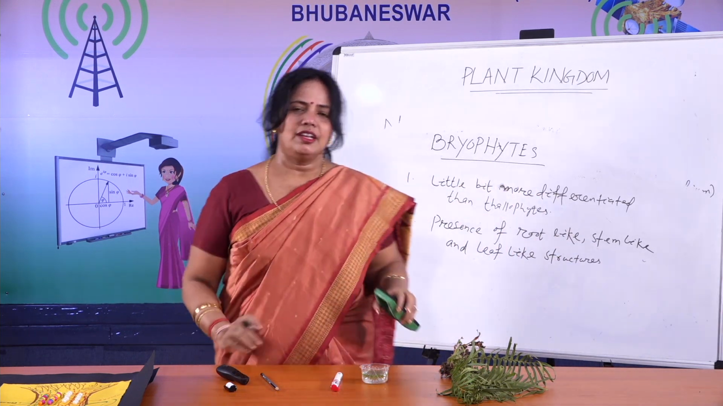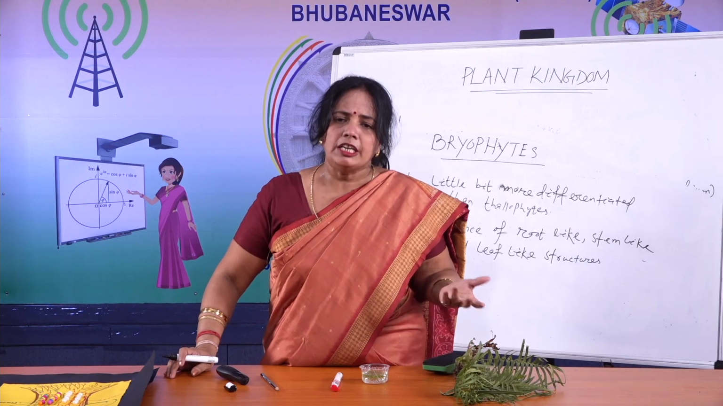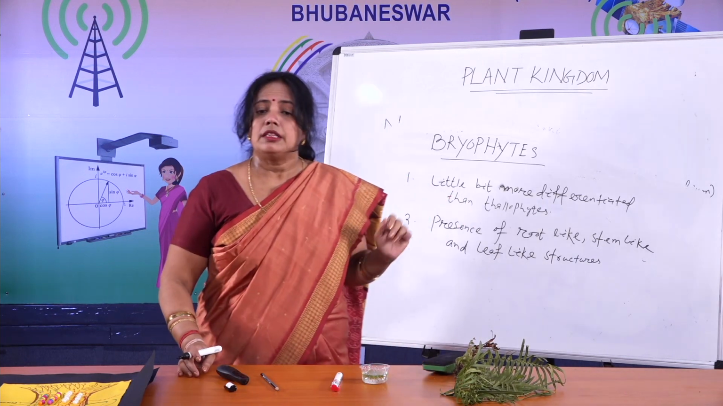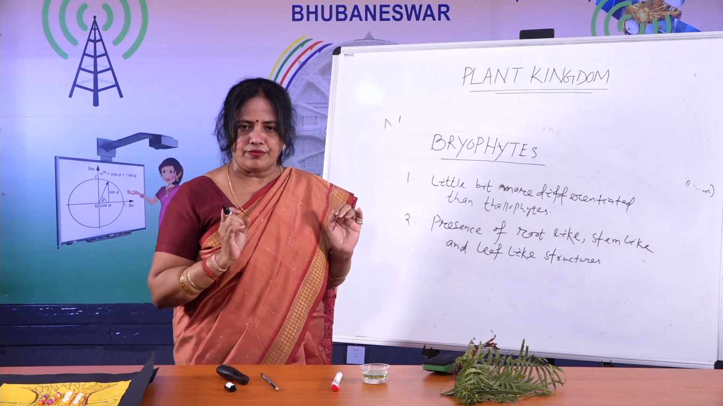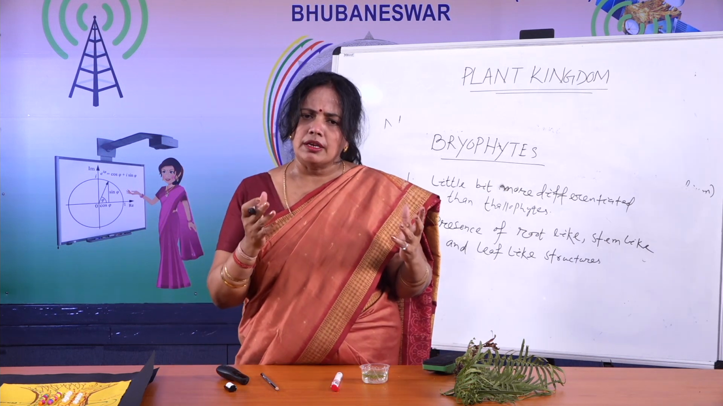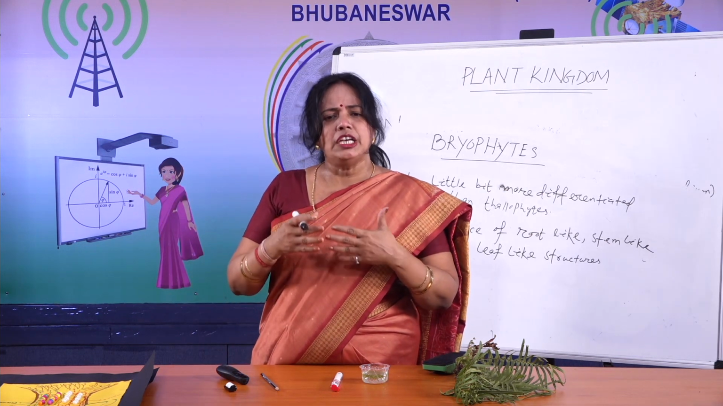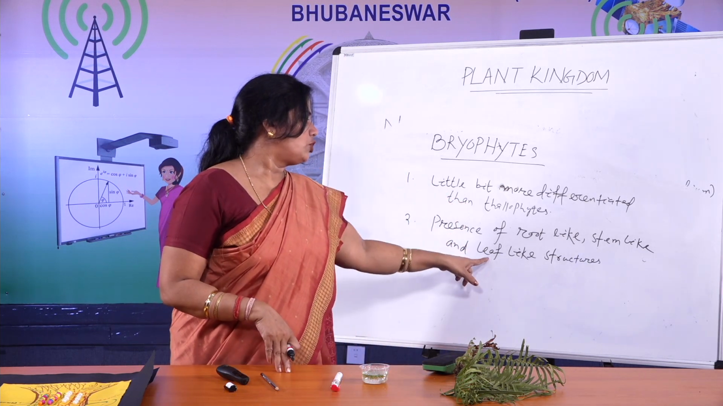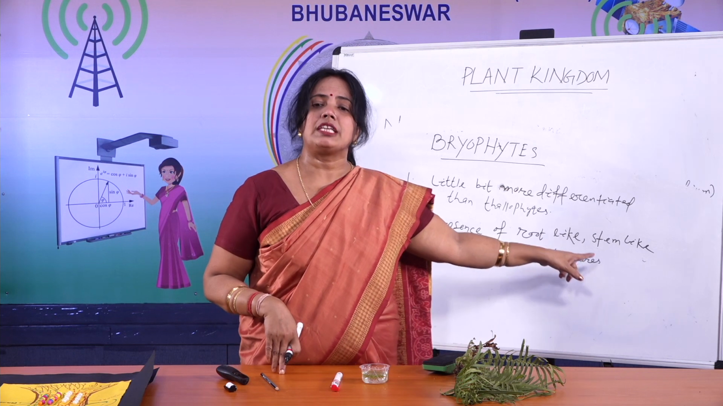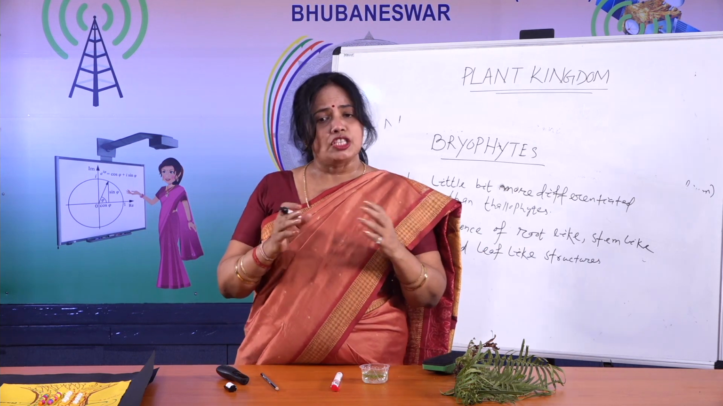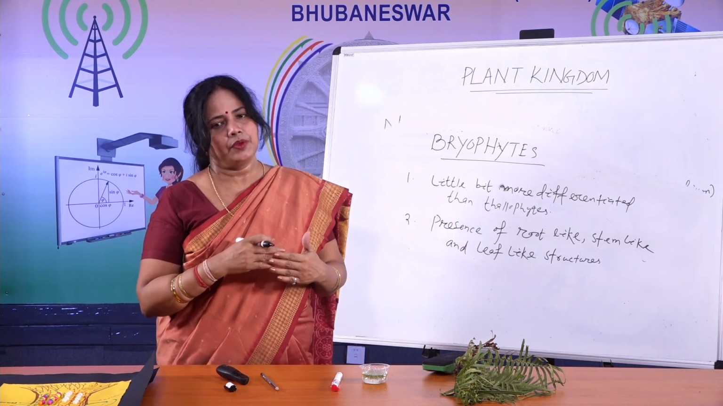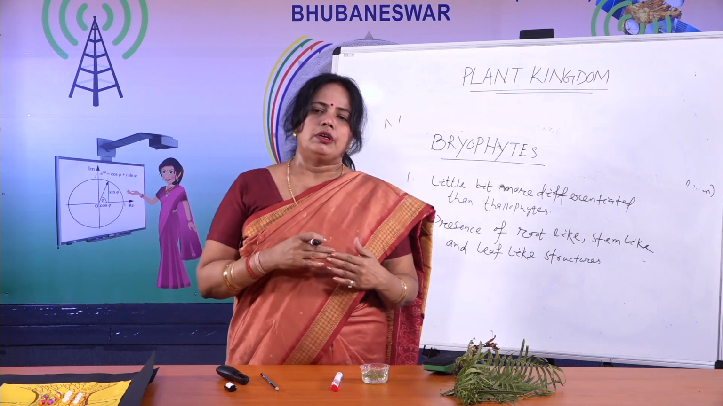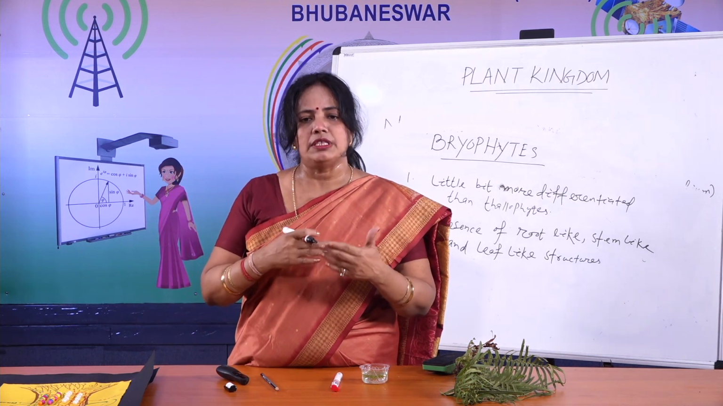Well, students, why are we saying leaf-like? Why not leaf? It is because their appearance is like a leaf, but they don't have cuticle, they don't have stomata. So the internal structure is not like a leaf. That's why they are said to be leaf-like, root-like or stem-like. The internal structure is not like root, stem or leaf. Got it? So definitely the plant body is more differentiated.